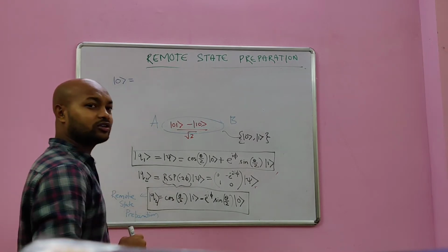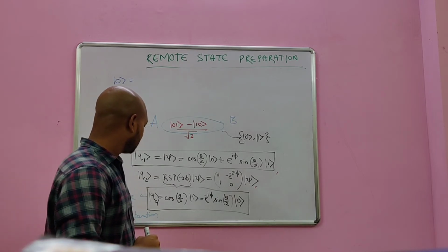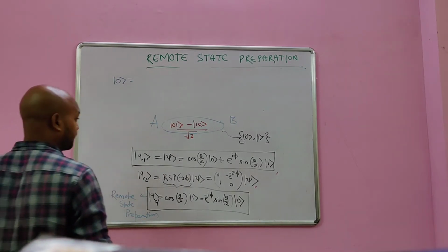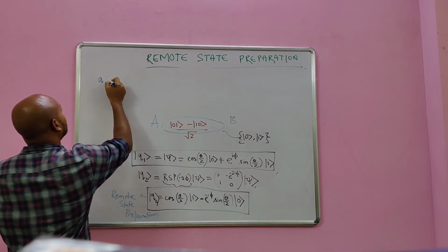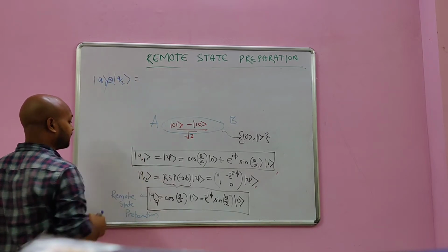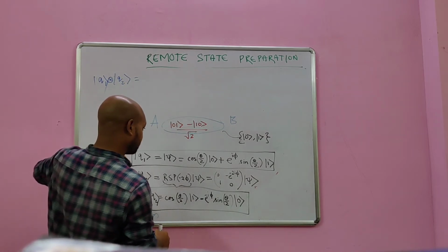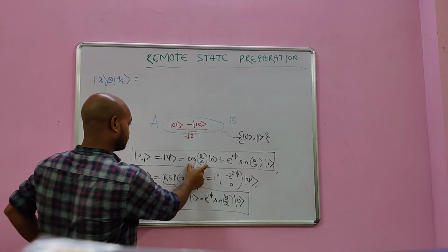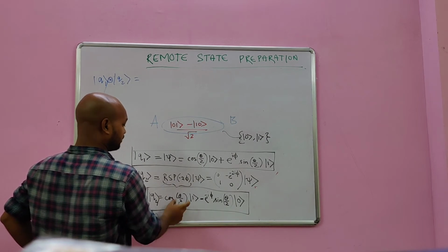what is Q1 Q2 and what is Q2 Q1. I have a feeling that if I take Q1 and Q2, there could be something. So let's see what is Q1 Q2. Q1 Q2 would be cos theta by 2, cos theta by 2, 0, 1, right?